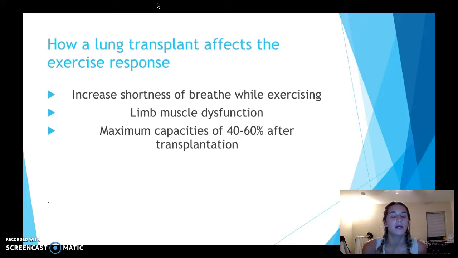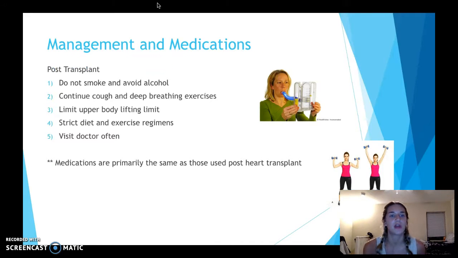They might feel like they're working a little less hard than they are, but their heart rate might show differently. Management and medications post-transplant are along the same lines as a heart transplant. Don't smoke and avoid alcohol, again, because they can interfere with immunosuppressants or other medications they might be on. Continue cough and deep breathing exercises. The picture on the right shows a device that can help with breathing exercises.